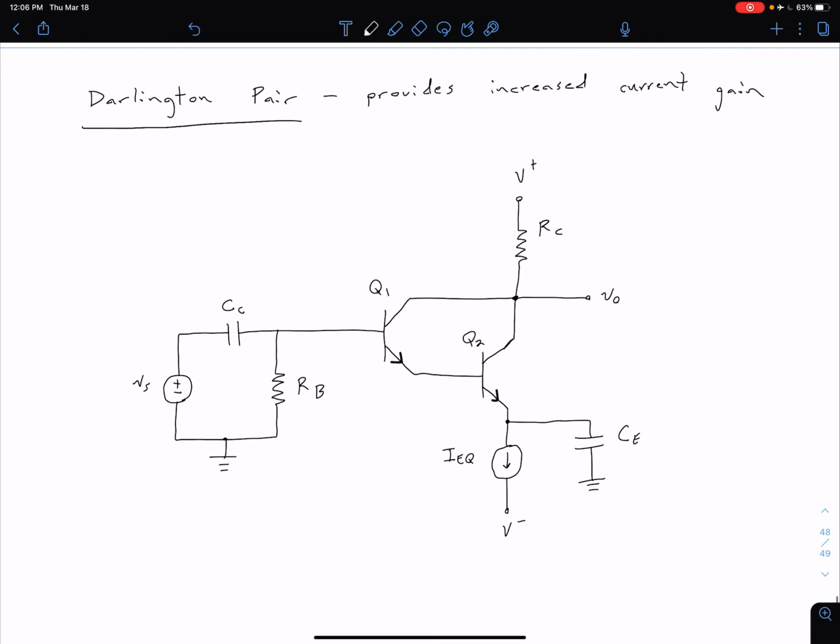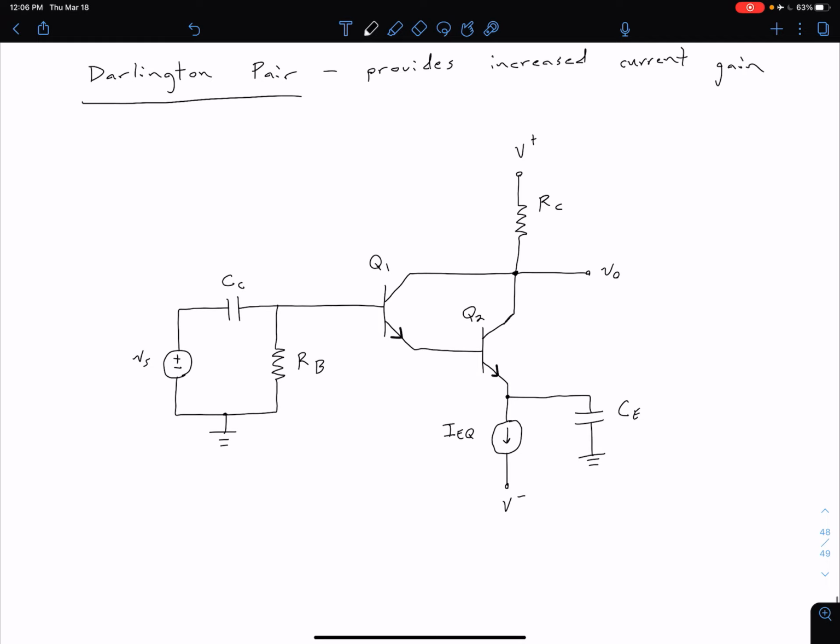The basic improvement that our Darlington pair gives us is increased current gain. In this simple configuration below, we can see that because we have the emitter of Q1 connected to the base of Q2, our base current into Q1 is getting amplified by beta, and then that is getting amplified by another beta. So essentially we're going to have two betas, or beta squared, for our overall current gain.